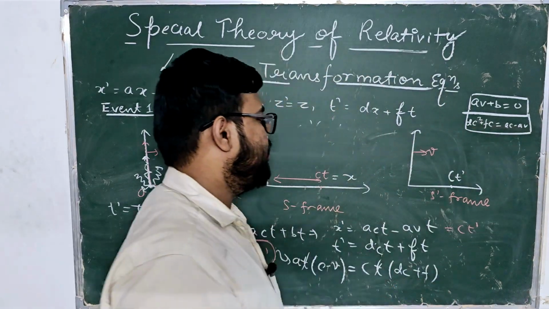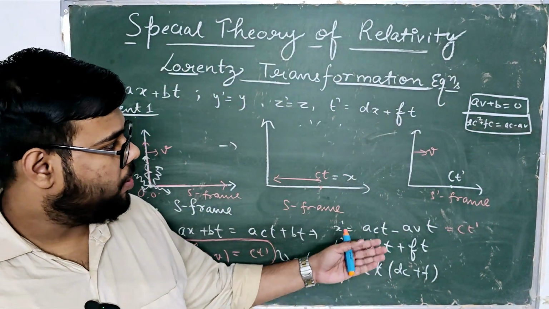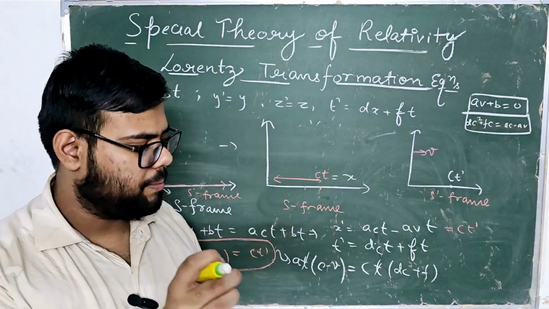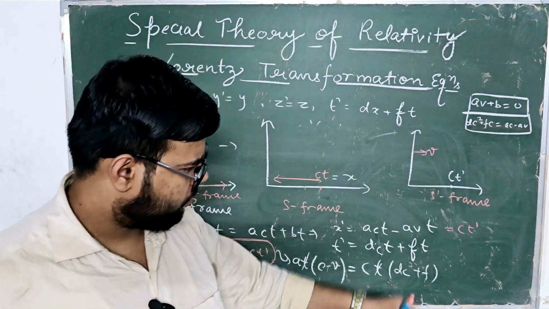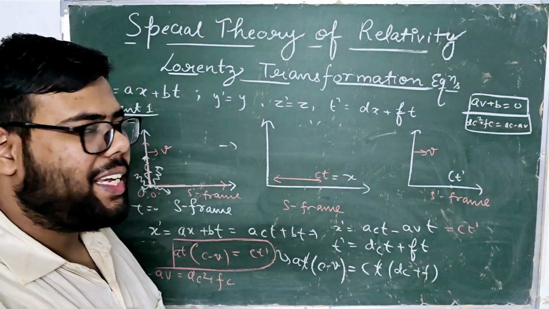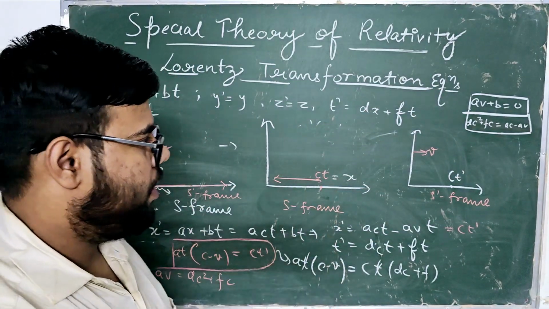Now, because there are four variables, I mean A, B, D, and F, we need four different equations to solve it, right? So now we have to take another case. So let me erase this, then we'll see that.